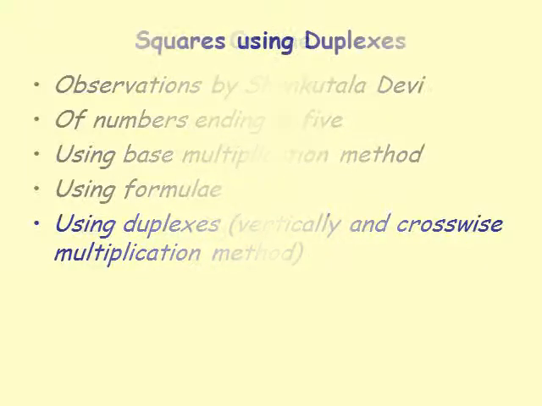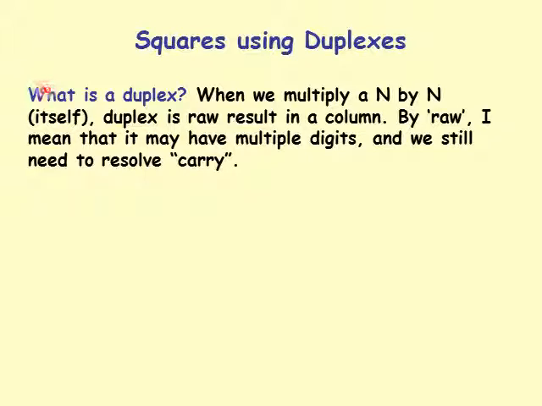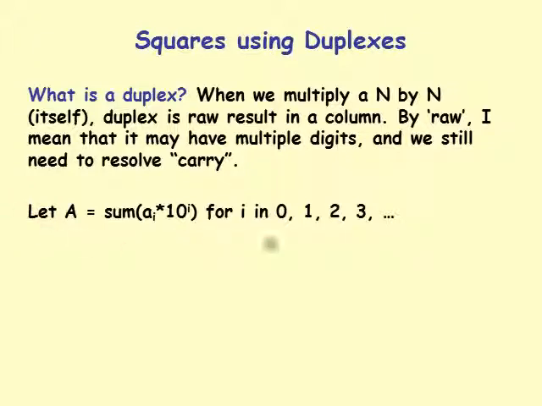Let's continue. What's a duplex? When we multiply a number n by n, which is itself, the duplex is the raw result in a column. By raw I mean that it may have multiple digits and we still need to resolve the carry part. So a duplex is the raw result in a column. Let's continue here. So let's go over what numbers look like.